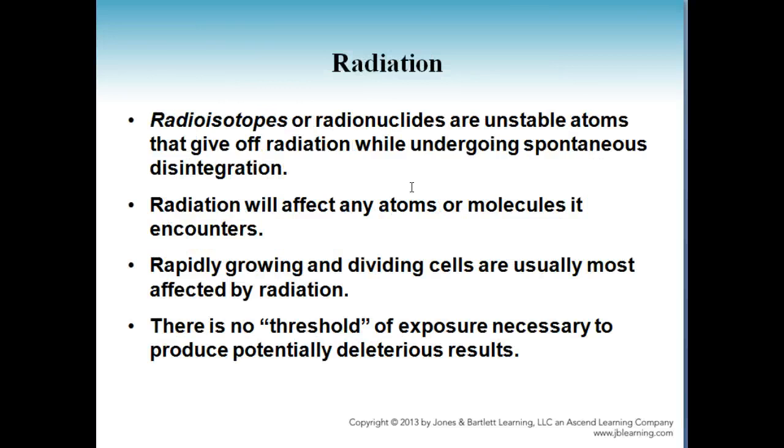Radiation in general is from radioisotopes or radionuclides that are unstable atoms that give off radiation while undergoing spontaneous disintegration. Radiation pollution can affect the atoms or molecules it encounters in anything, including live organisms. Rapidly growing and dividing cells are usually the most affected by that radiation, but we're not really sure what the threshold of exposure is to produce potentially bad results.